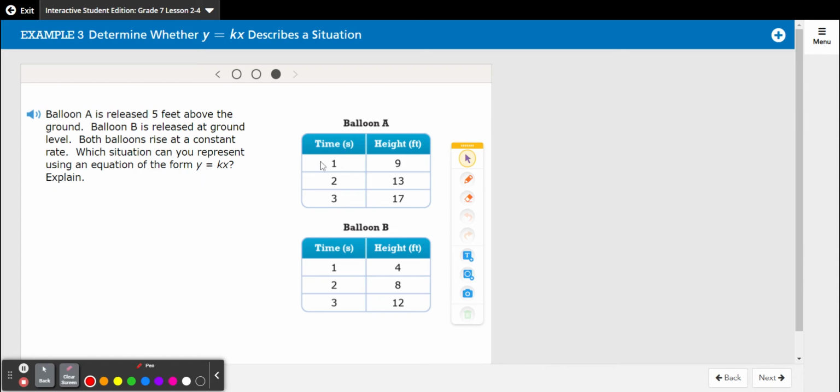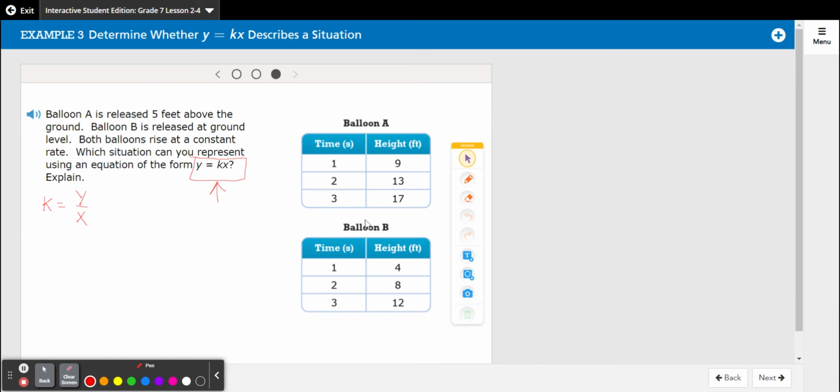Well, first of all, in order to use this particular equation, we have to have a valid k. Now remember, k equals y divided by x. So in order to use this equation, that means my y divided by x has to be the same.